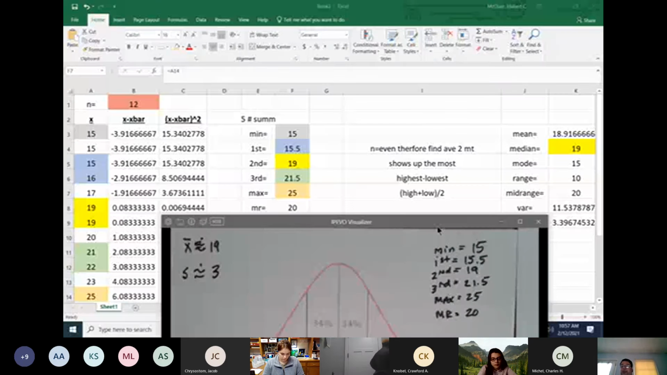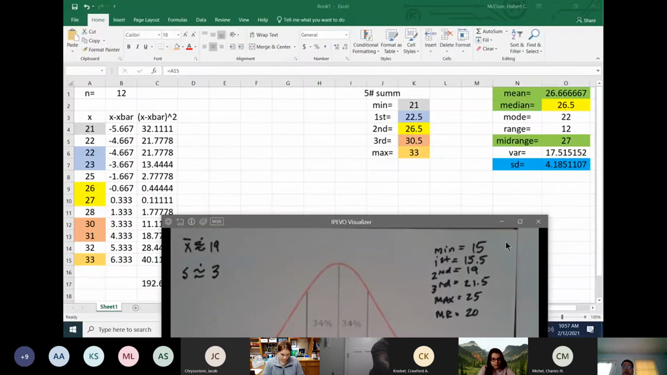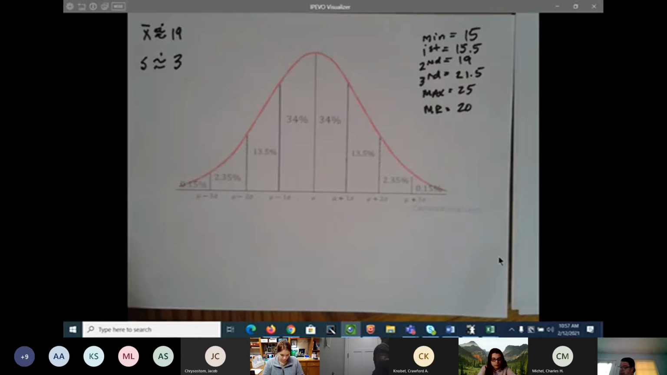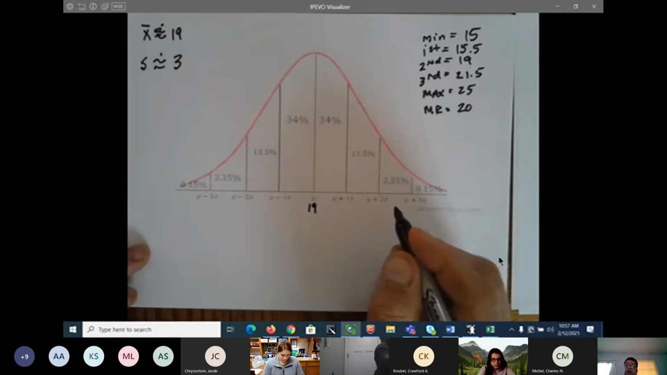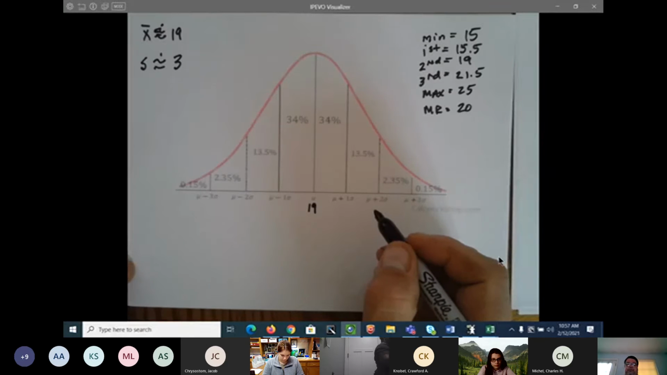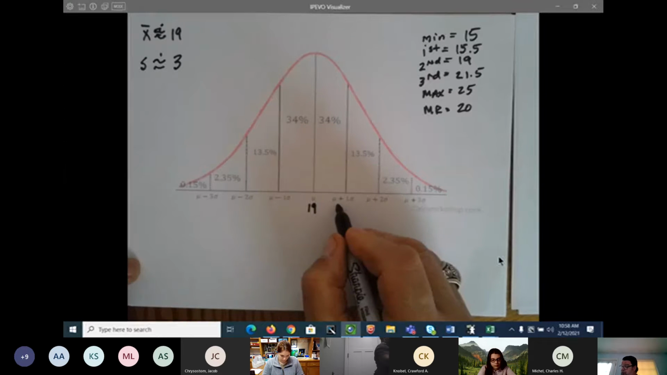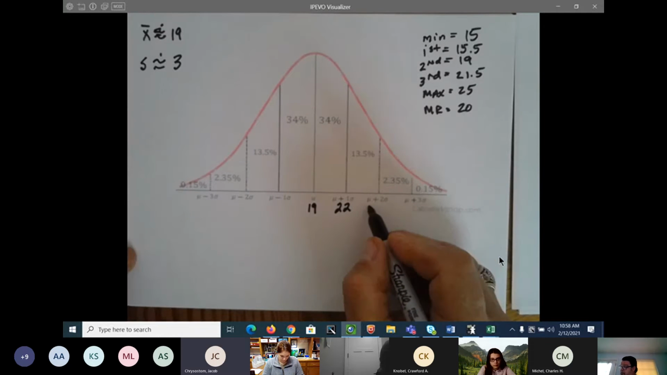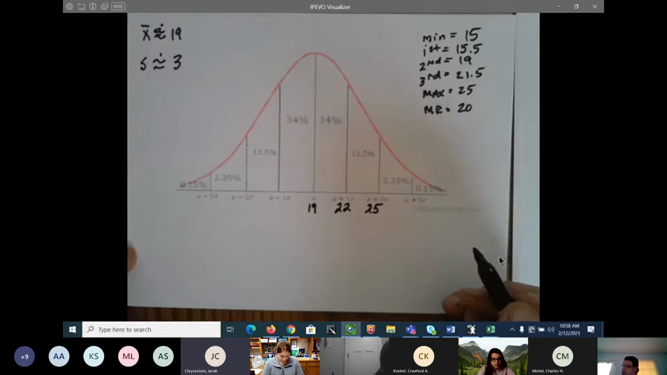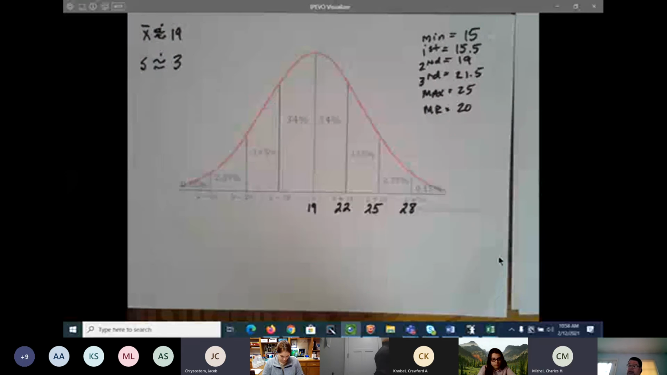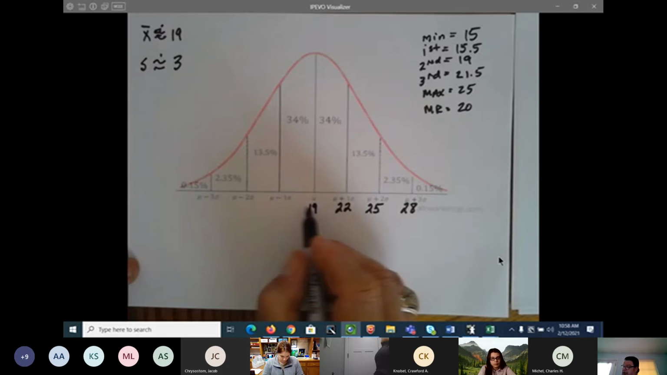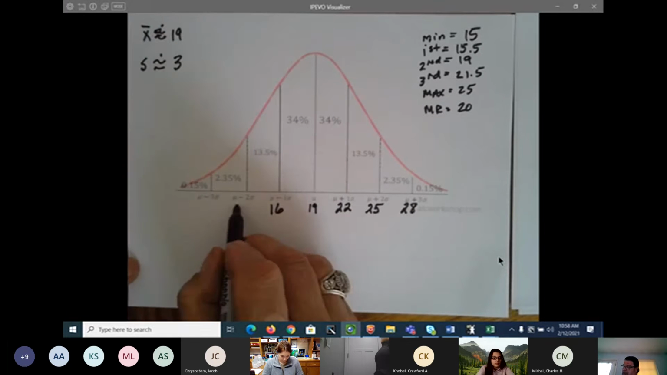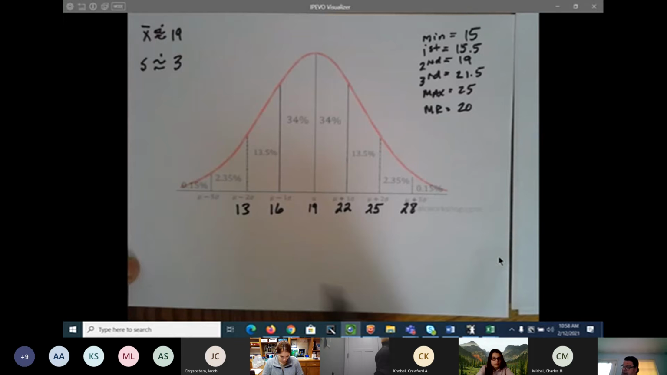So the first thing I do is empirical rule. So you might want to write down empirical rule now because that's what I'm fixing to show you. So the empirical rule says that I put the mean in the middle. And what's 19 plus 3? 22. 22 plus 3? 25. 25 plus 3? 28. 19 minus 3, 16. 16 minus 3, 13. 13 minus 3, 10.